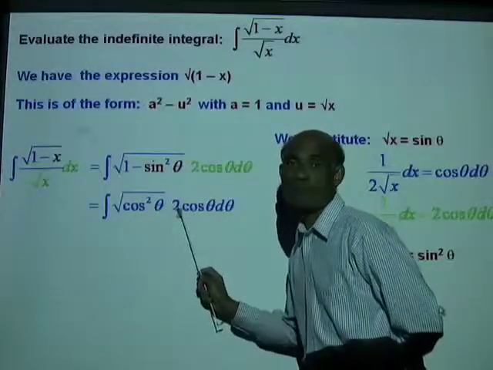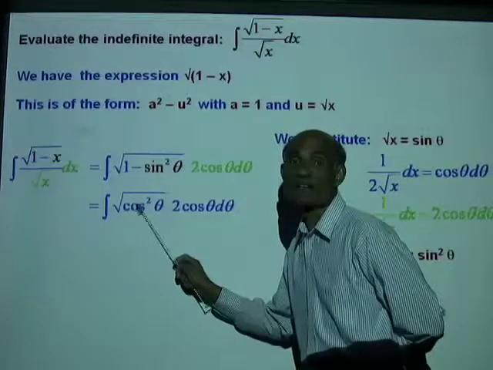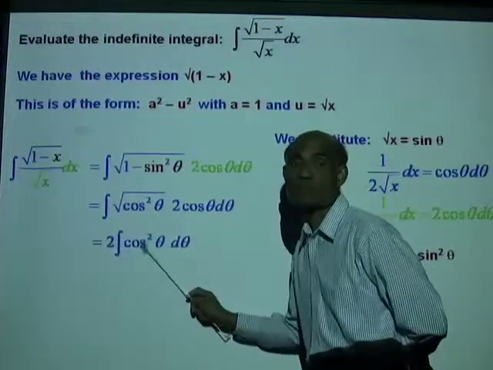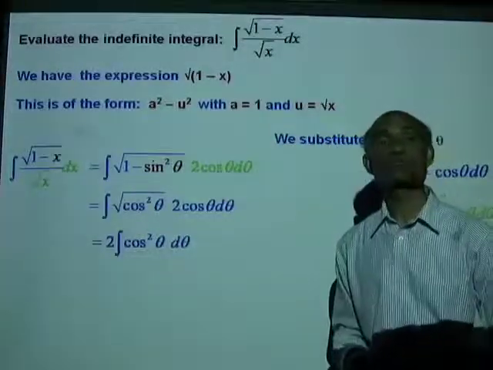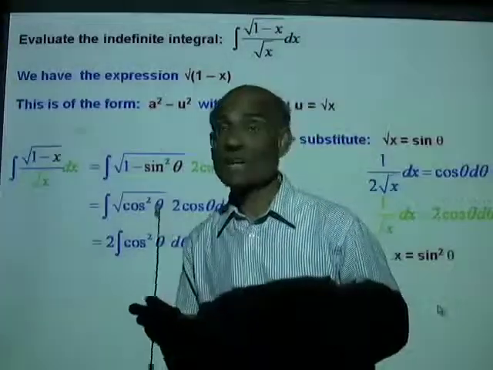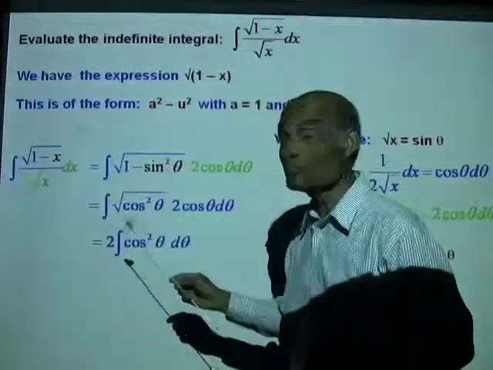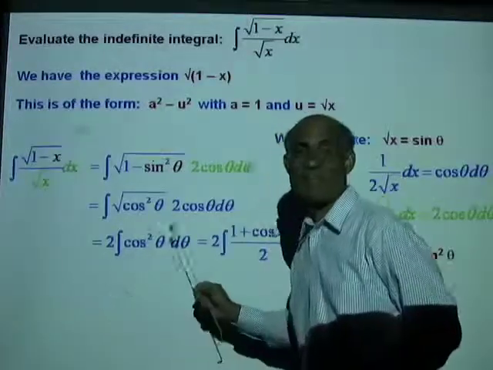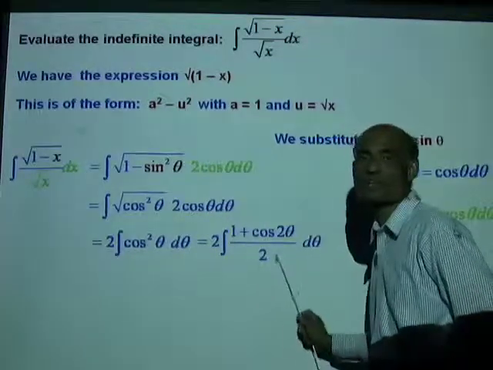So what is now this? That will be 2 times square root cos squared theta, which is cos theta. It will be 2 times cos theta times cos theta, which is 2 times cos squared theta. So we got 2 times integral cos squared theta. How do we integrate cos squared theta? Again, you have to go back to the cos 2 theta form. Cos 2 theta is 2 cos squared theta minus 1. And that will give you cos squared theta equals 1 plus cos 2 theta over 2.